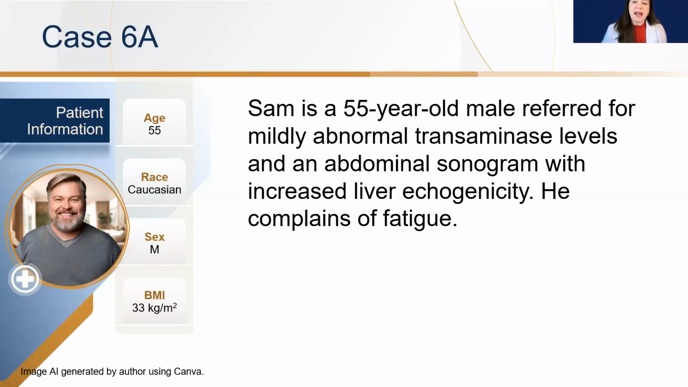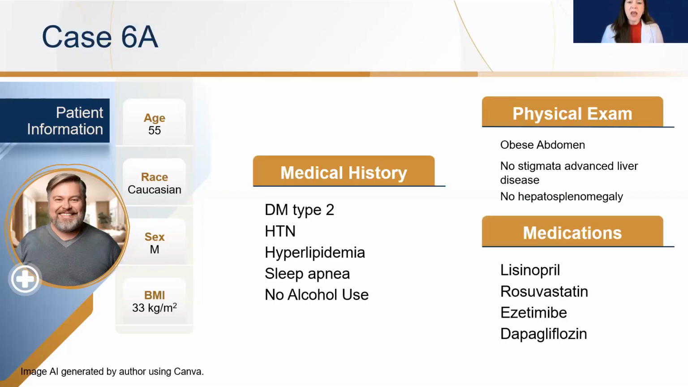The only complaint that he really has at this time is fatigue. We do see, of course, his demographics here. He's 55, he's a white male, and he has a BMI currently of 33. Other past medical history for Sam includes type 2 diabetes, hypertension, hyperlipidemia, and sleep apnea. So several of those metabolic disorders that we worry about. We also know that he does not use alcohol, so that's not a contributing factor to any of the problems that we're going to be talking about tonight.